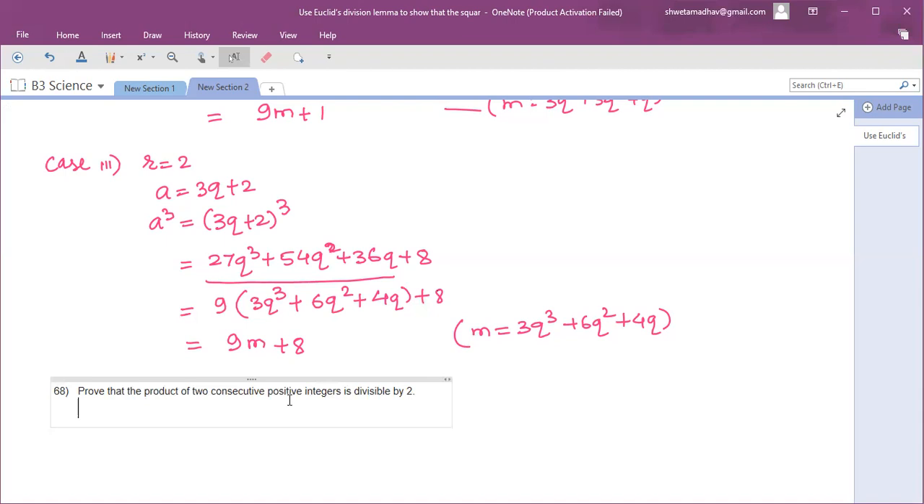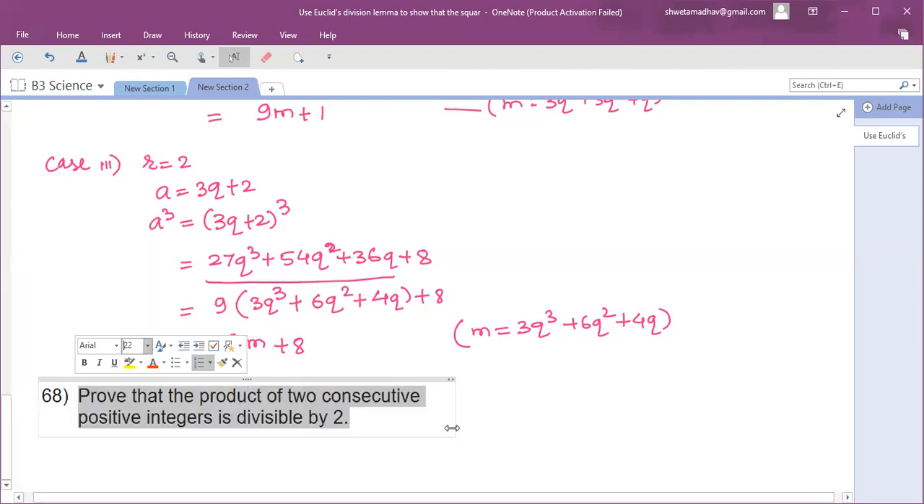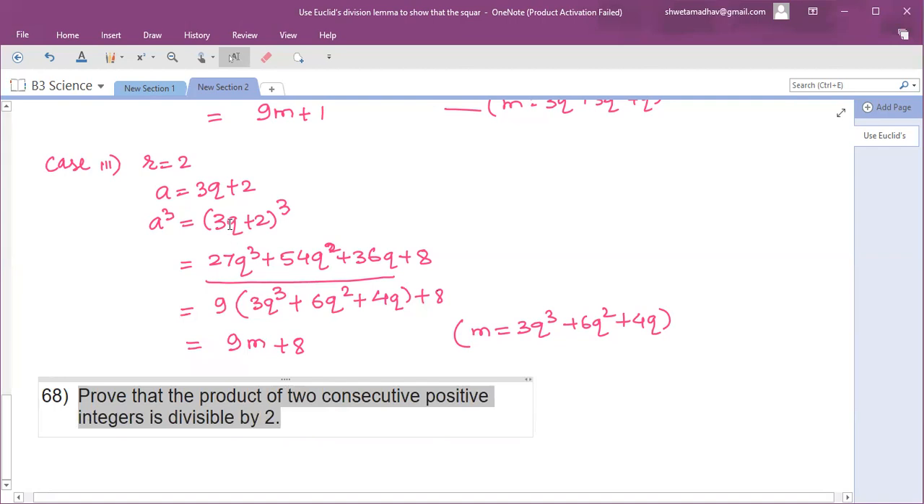M is only the quotient. Q we are not able to use here, because we have used Q in the earlier place. Now here we can't use Q, because this Q and this Q in the same question would become the same, and they are actually not the same. Therefore, we have to use another variable. Most of the places they have used M, so we are using M. Clear?